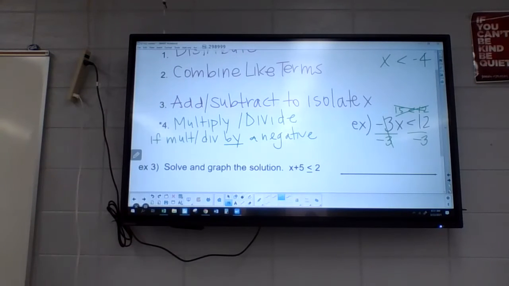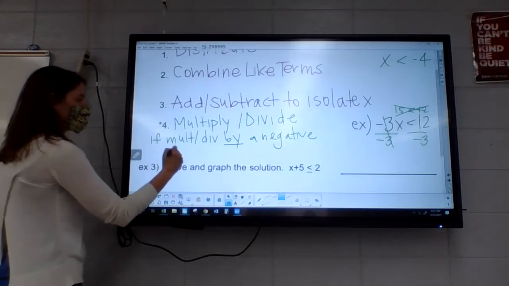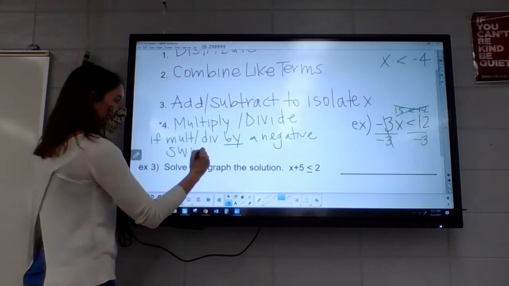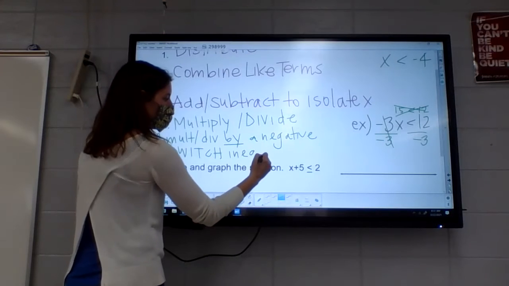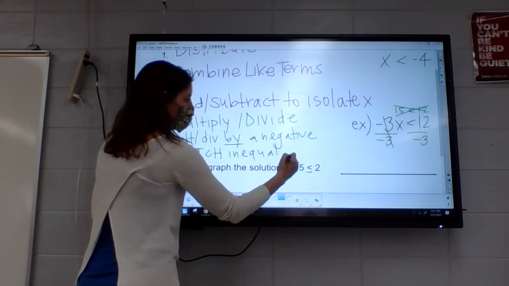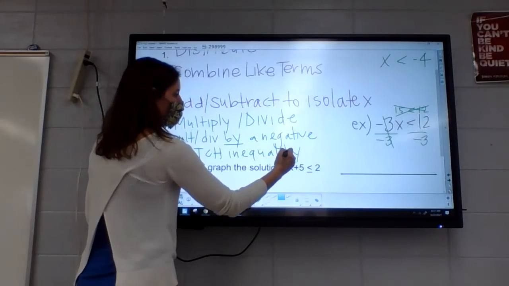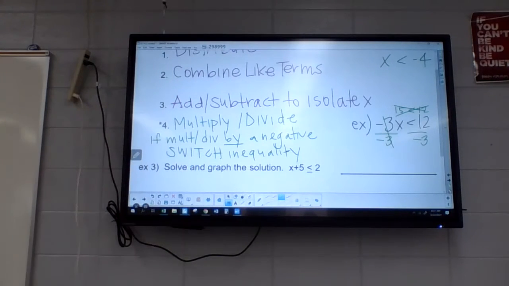So if we multiply or divide by a negative, we're going to have to switch the inequality. So if you're multiplying or dividing by a negative, you're going to switch your inequality.